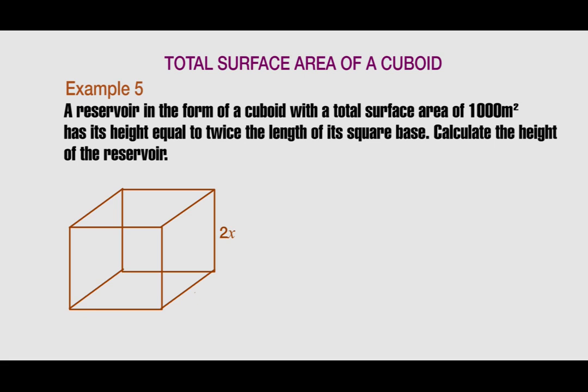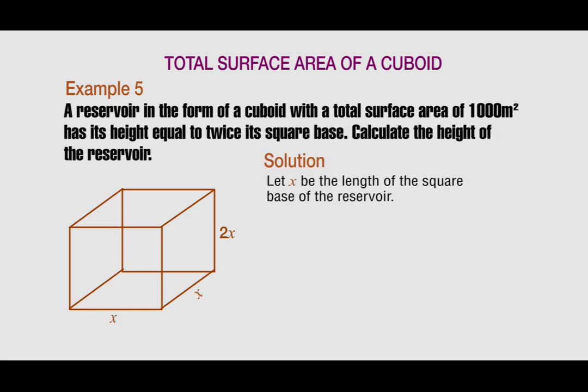A reservoir in the form of a cuboid with a total surface area of 1000 meters squared has its height equal to twice the length of its square base. Calculate the height of the reservoir. Now let's look at the solution. Let x be the length of the square base of the reservoir. This implies that the height will be 2x, since the height is twice the length of the base.